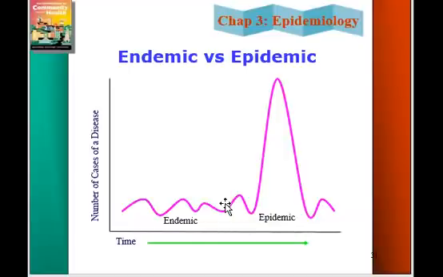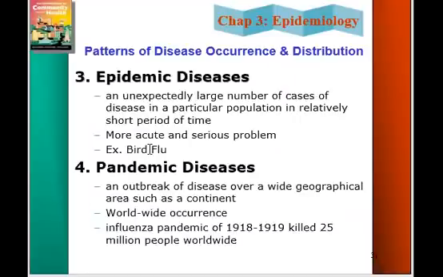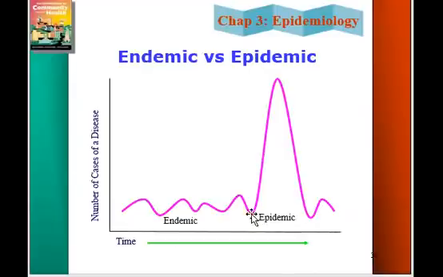Okay? Now, the next term here is epidemic. So ano po itong epidemic? Kung makikita niyo po sa graph, may biglang pagtaas, may spike of the number of cases. The definition of epidemic, class, is that it is an unexpectedly large number of cases of disease in a particular population in a relatively short period of time. So, di ba? Short period of time and then may sudden increase in the number of cases.